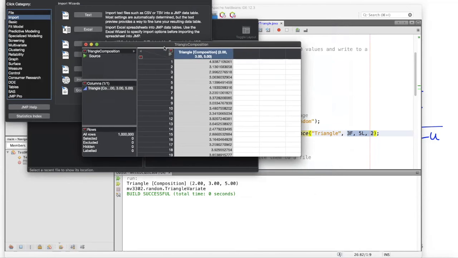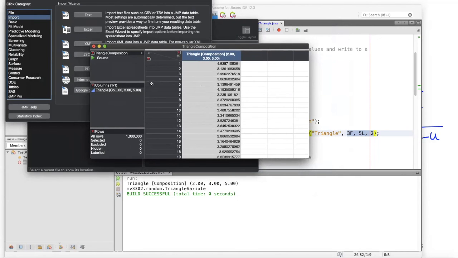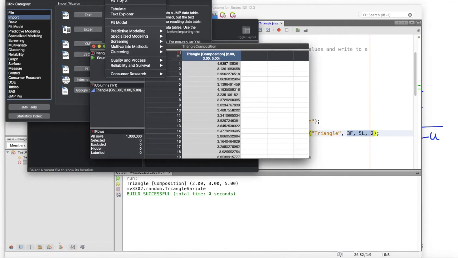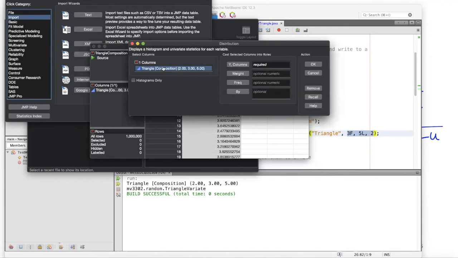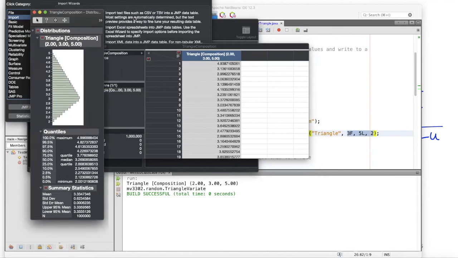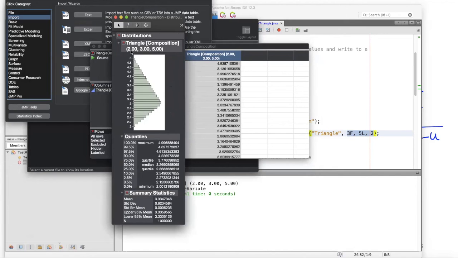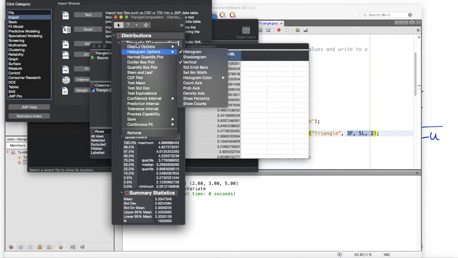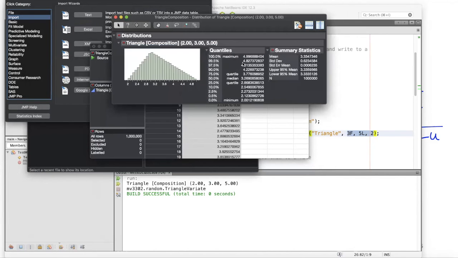Okay, so it pulled them all in, got all 1,000,000 of them. Let's analyze the distribution. Well, actually, I'm going to analyze the whole thing here. Let's leave that. Okay, and it gives us the moments as well. So let's turn this right side up just to take a look at it.